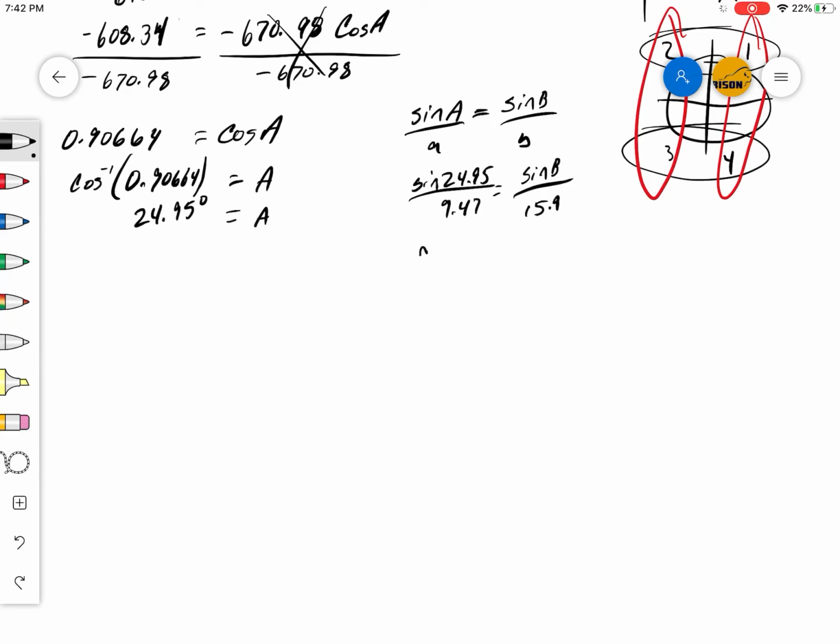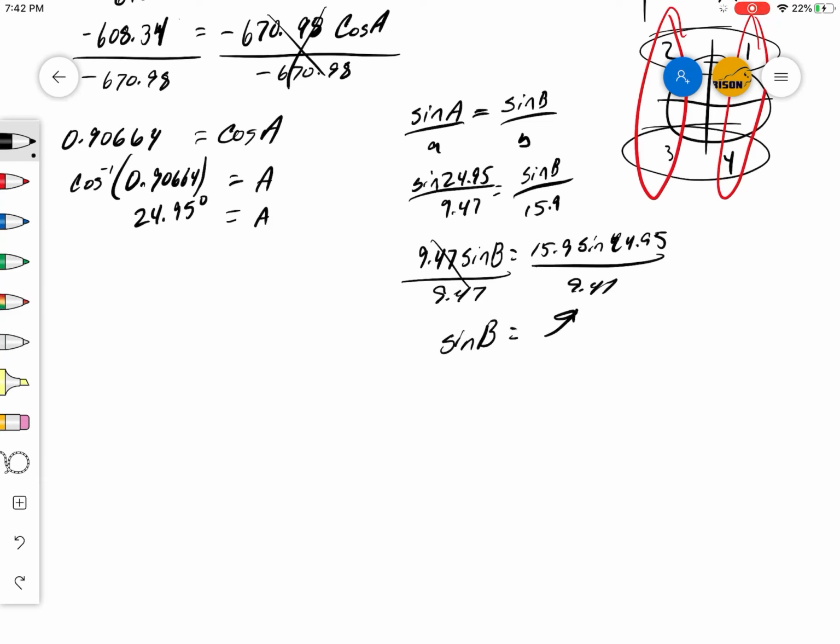I'm going to scroll down so I can get some space here. All right, after cross multiplying, I would get 9.47 sine of B is equal to 15.9 sine of 24.95. Okay, and divide by 9.47, and that would give me sine of B, which is equal to whatever that decimal turns out to be. I'm not interested in sine B again, so I'm going to take the sine inverse. So B would be equal to the sine inverse of, again, whatever that decimal turns out to be. I'm going to type all that into my calculator at once and let it do it for me.